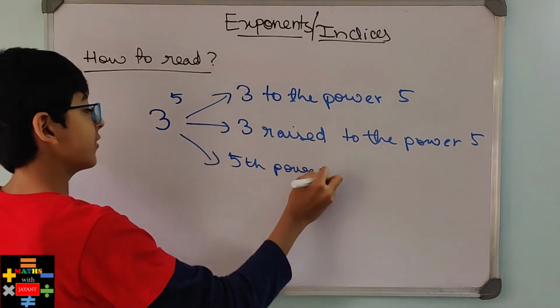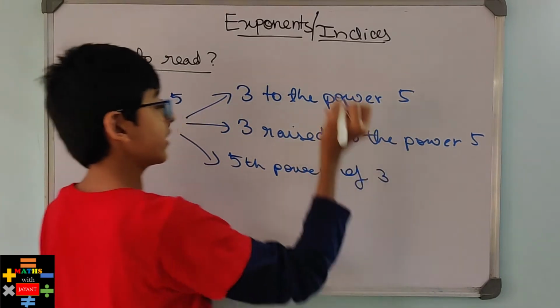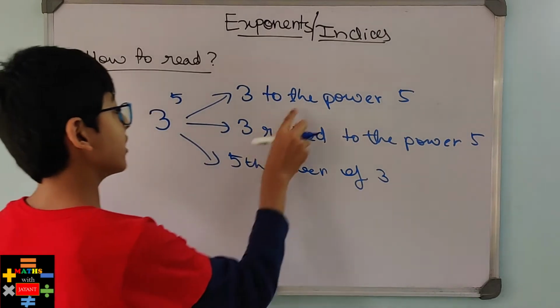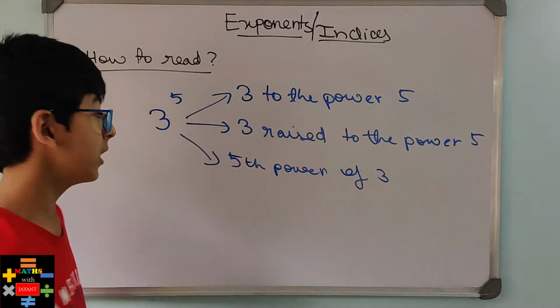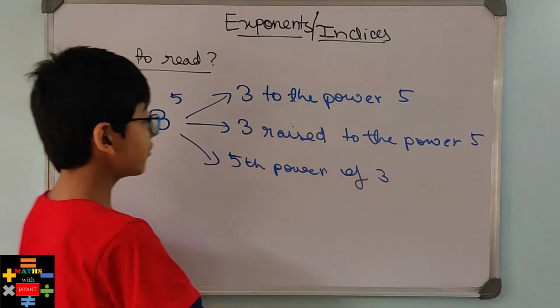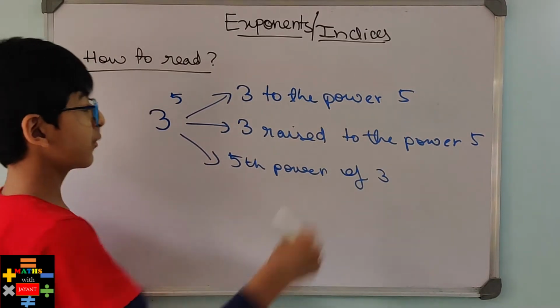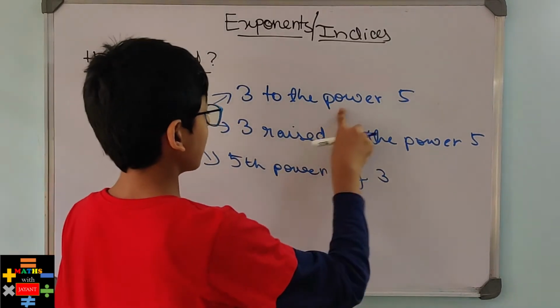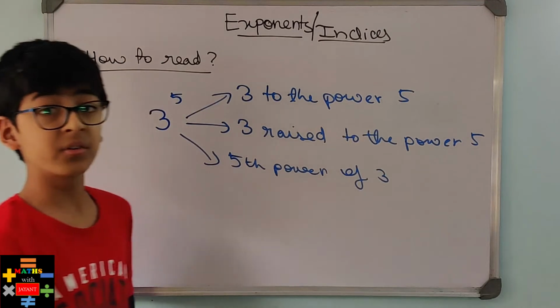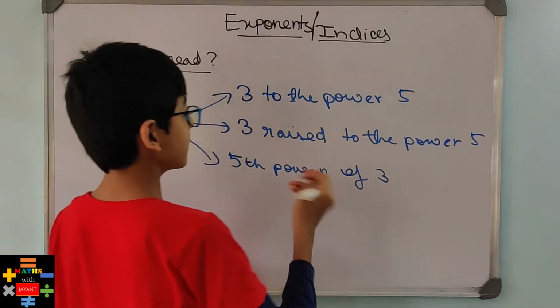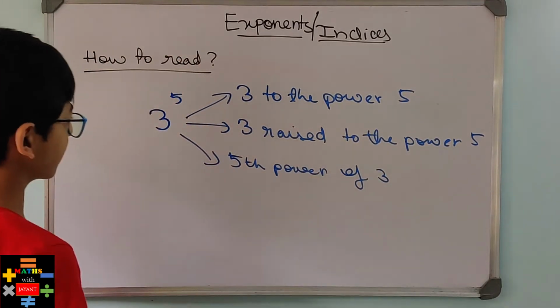So there are lots of different ways of reading an exponent. Either 3 to the power 5, which is very common, or 3 raised to the power 5, or also the 5th power of 3, or 3 raised to the 5th power. So there are many different ways of reading.